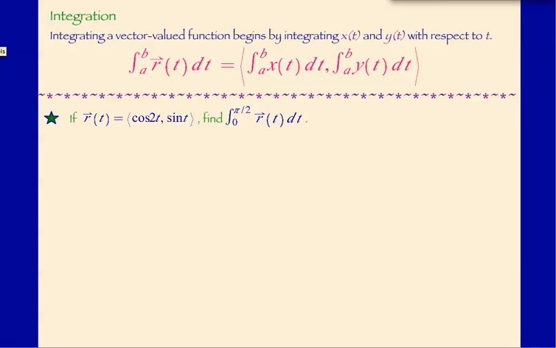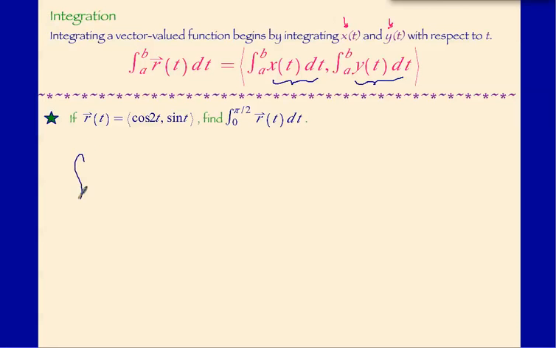Now let's look at our final application, which is integration. Integrating a vector-valued function begins by integrating x of t and y of t. We're going to find, to our surprise and delight, that once again, it's very simple to use integration on a vector-valued function. Essentially, the integral of it is the integral of each of the component functions, the x of t function and the y of t function. So let's do that in this first example.